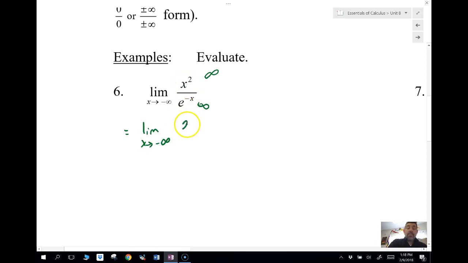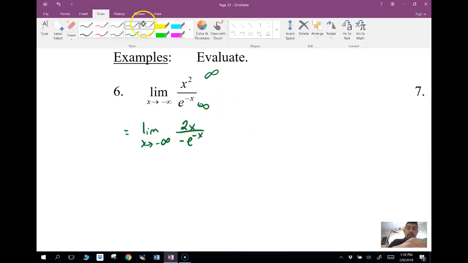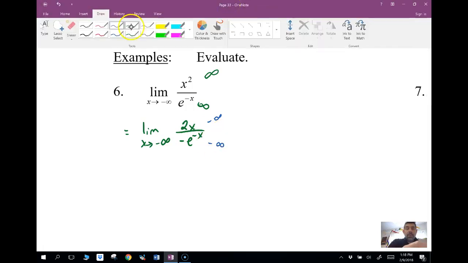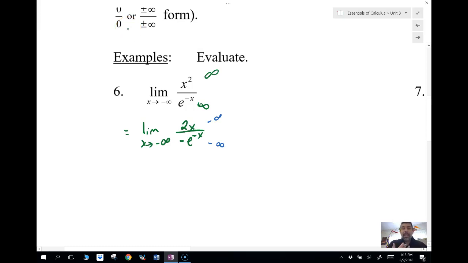The derivative of the top is 2x. The derivative of the bottom is negative e to the negative x. All right, plug negative infinity here. I'm going to get negative infinity. I'm going to use a different color here. Okay, negative infinity. And then the bottom, I'm going to get negative infinity again. So that's perfect. Well, it's not perfect. It's not what I really want, right? It does tell me now, hey, you can use L'Hopital's rule again. So we're going to use it again.